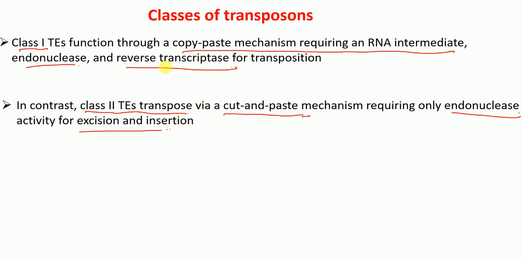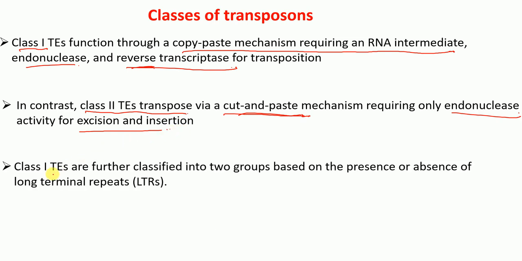So class 1 transposons function through a copy paste mechanism, and they require an RNA intermediate, endonuclease, and reverse transcriptase because they are retrotransposons. Whereas the class 2 transposons function via a cut and paste mechanism, requiring only endonuclease activity for excision and insertion.